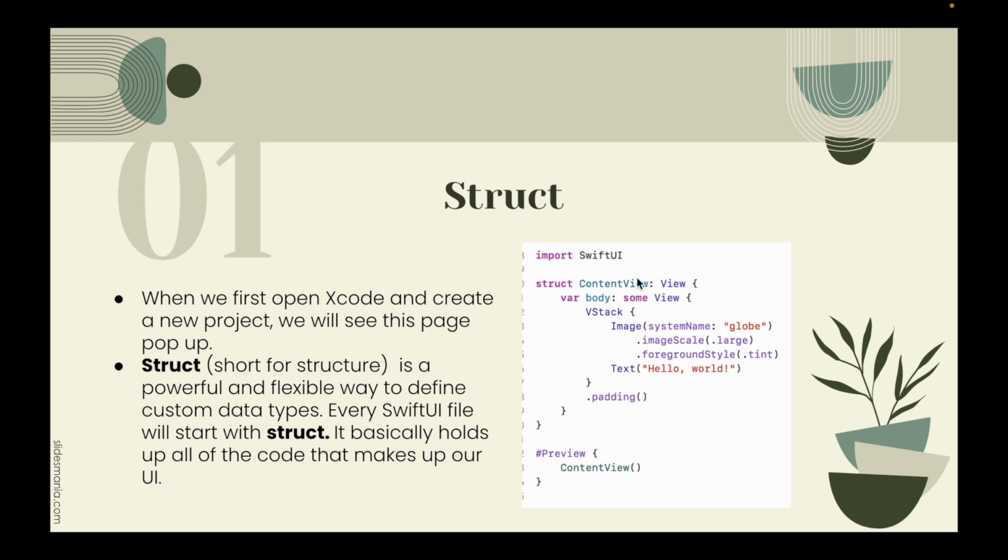This view is called ContentView, and this setup right here is the automatic setup for when you first create a project in Xcode. But of course, in between these curly brackets, we have this VStack with an image, text, and some modifiers. That is the code that will make up our UI.